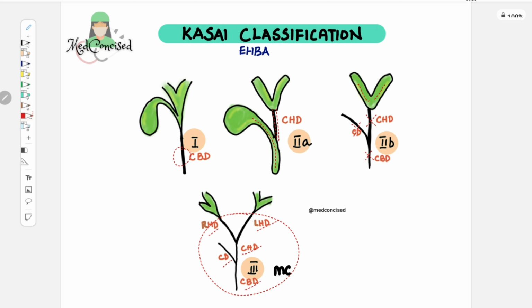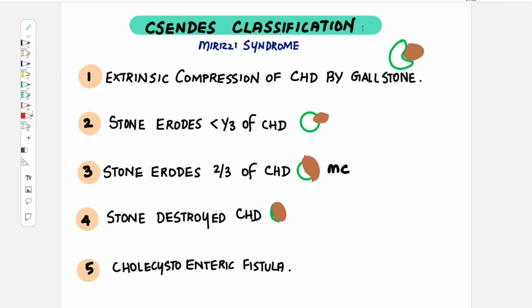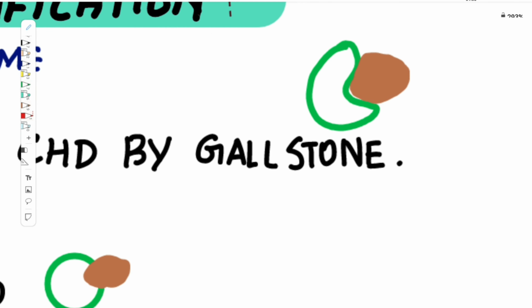So in type 1, there is atresia of the CBD. In type 2A, atresia of the CHD, common hepatic duct, and type 2B, common hepatic duct with the common bile duct. And type 3, there is right hepatic duct, left hepatic duct, common hepatic duct, bile duct and the cystic duct. Next is the Csendes classification of the Mirizzi syndrome.